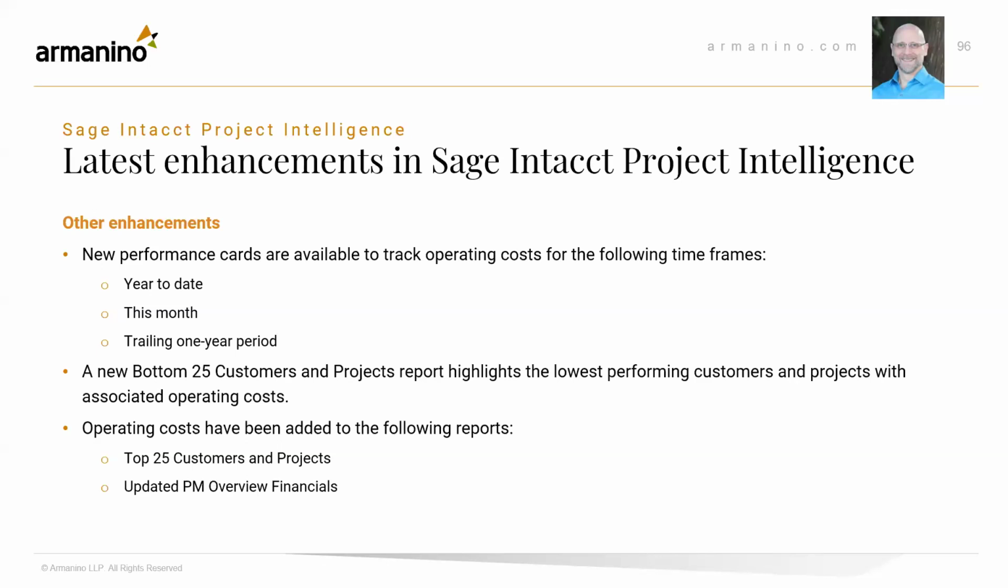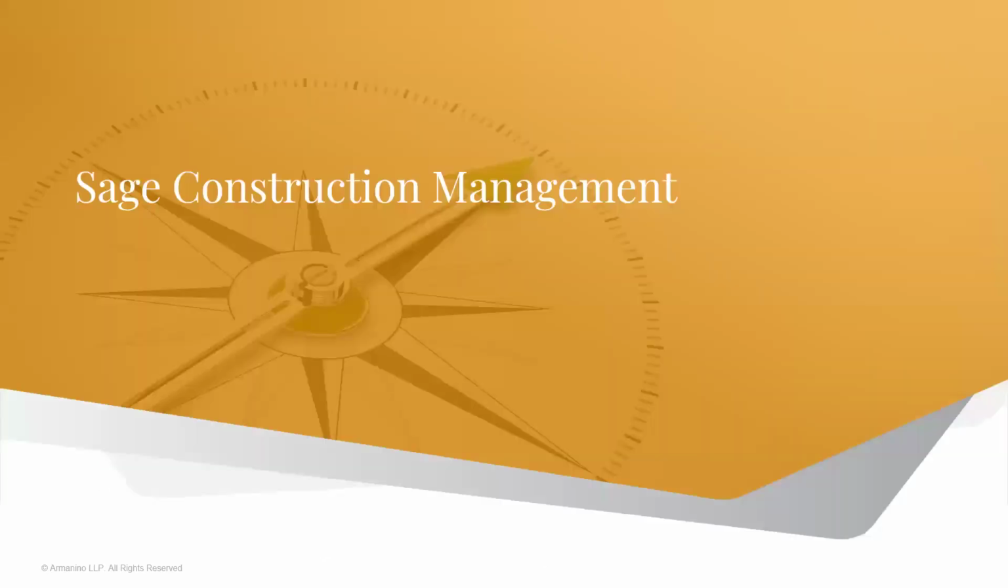There's a new bottom. Formerly, there was originally a top 25. Now there's a bottom 25 customers and project report highlighting the lowest performing customers and projects with associated operating costs. Operating costs have been added to the following reports: top 25 customers and projects, updated PM overview financials.